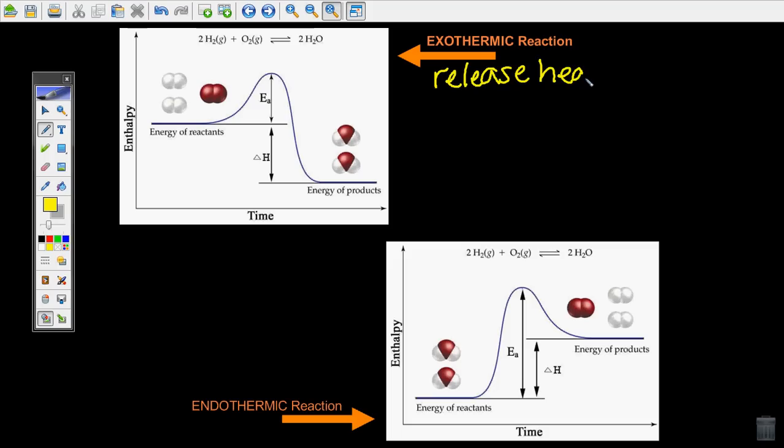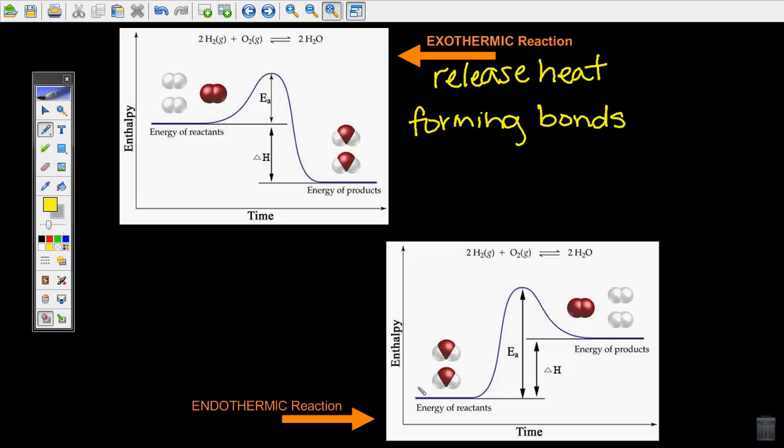or energy. So if you look over here at the enthalpy graph, which y'all will have to know, the energy of the reactants is higher than the energy of the products. So you need energy to form bonds. So in an exothermic reaction, you're forming chemical bonds.